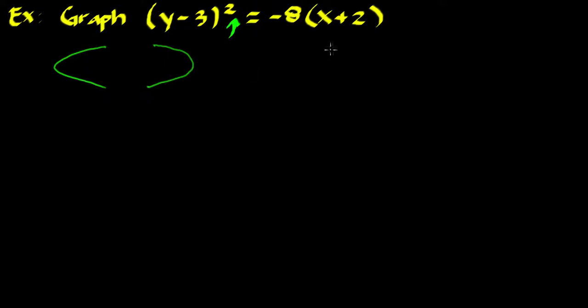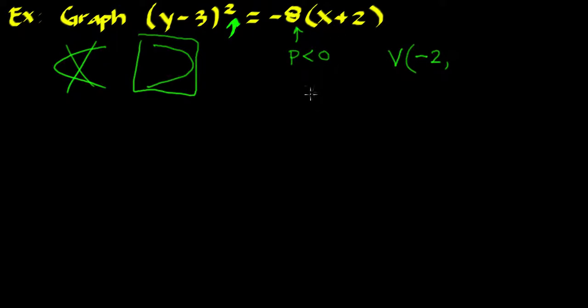The second thing is that this number is negative, because p is less than 0, so it tells me it's going to be this one that we're going to be focusing on, this parabola right here. Once I've established that, I want to figure out, number one, my vertex. My vertex is going to be at negative 2, the opposite of what's being added to the x, and positive 3, the opposite of what is being added to the y. So my vertex is at that point right there.